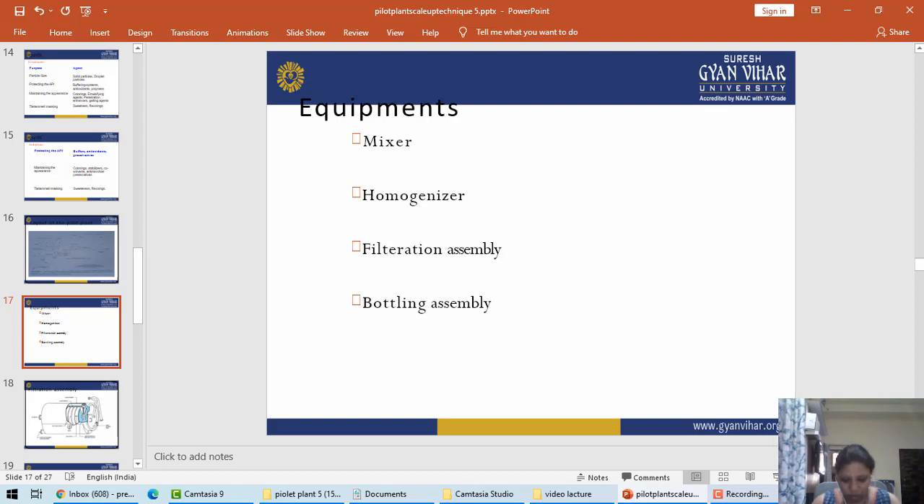Homogenizer is used to make a homogenized solution of that particular mixed material. Then filtration assembly is used to filter the homogenized material, so that all the unwanted things will be separated out. Then bottling assembly is used to fill the liquid dosage form into the bottle, because all the liquid dosage forms come in a bottle. So bottling assembly is also there.